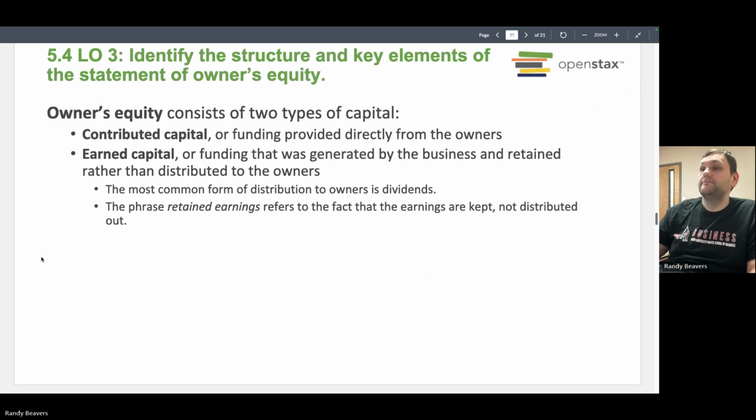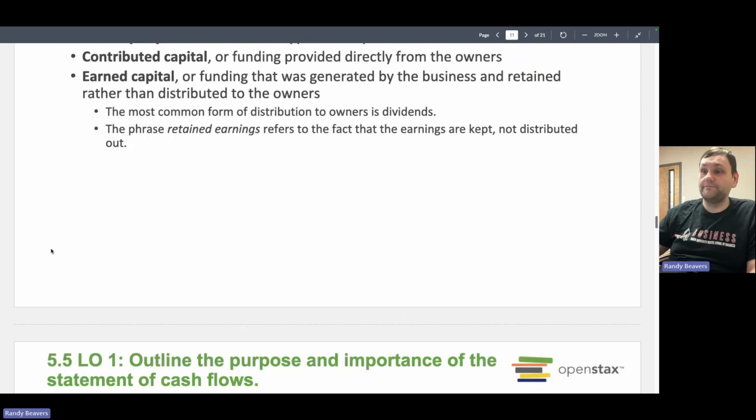A couple other notes here just to recall: owner's equity is contributed capital or earned capital. Contributed capital is funding provided directly from the owners. Earned capital is funding generated by the business and retained, not distributed. The most common form of distribution to owners is dividends. Retained earnings refers to the fact that earnings are kept, not distributed out.